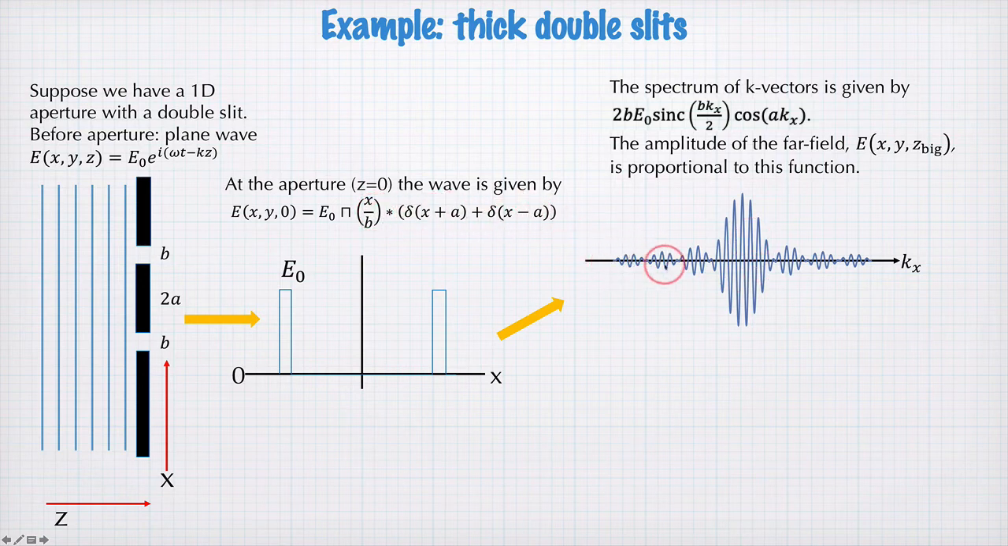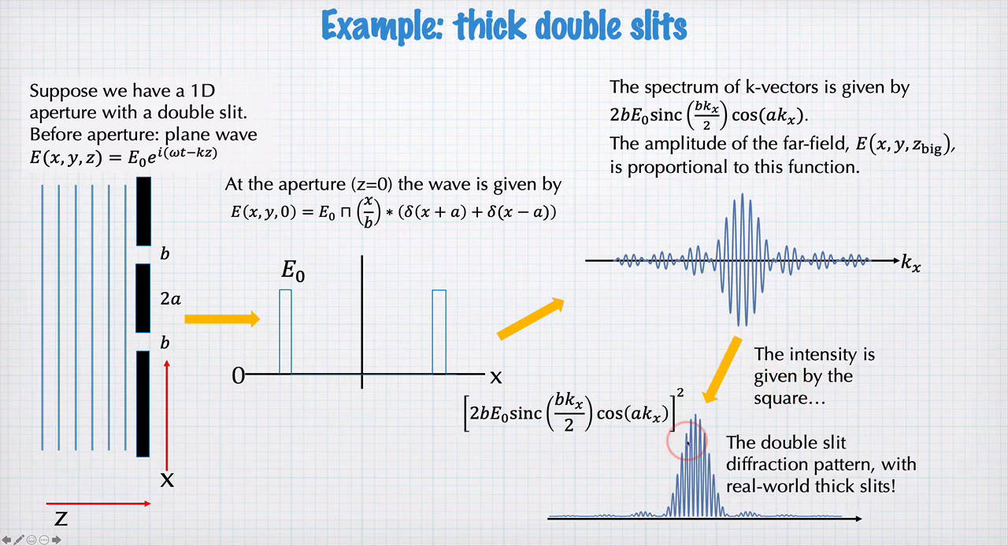So we get something that looks like this. It's a sine wave modulated by a sinc. And so this is the Fourier transform of the aperture, which is the Fourier transform of the field at the aperture, and the far-field diffraction pattern will therefore be proportional to the square of this, and the result is this. So this is the diffraction pattern.